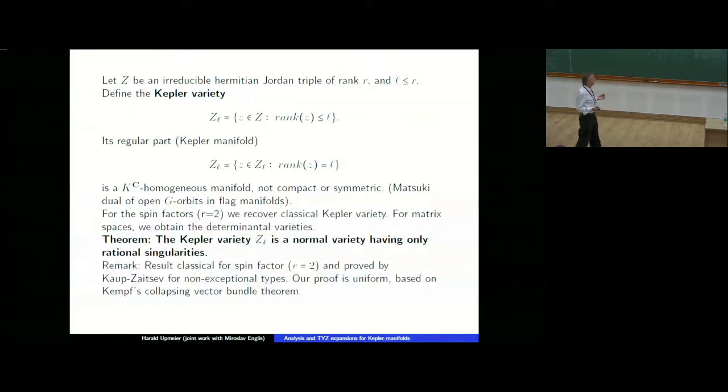So our first result is essentially a proof that is uniform, uses no classification, so applies to the exceptional cases as well, to the two exceptional of dimension 16 and 27, and it is based on George Kempf's collapsing vector bundle theorem. So this I have to explain. The ease of the proof, or the naturality of the proof, is of course because we have all this machinery of Jordan algebras. So I have to introduce a little bit of machinery, all kind of natural, and then the proof will be very straightforward.